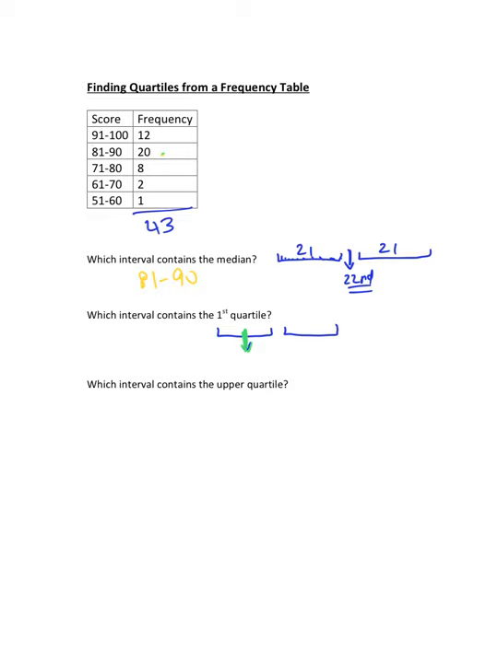So if I know that there are 43 numbers, again, there's 21 on the left and 21 on the right. Now, if I were to take these 21 people and split them in half, then I would have 10 and 10 on each side, because 10 plus 10 is 20, and the 11th person from the bottom, from the lowest, would represent the first quartile. So I'm going to add these till I get to the 11th person. Now there's no need for me to add because the first 12 people are in the first interval. So the 11th person got a score of 91 to 100. So that interval contains the first quartile.